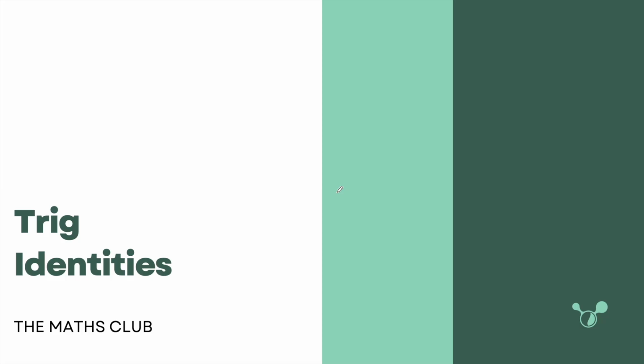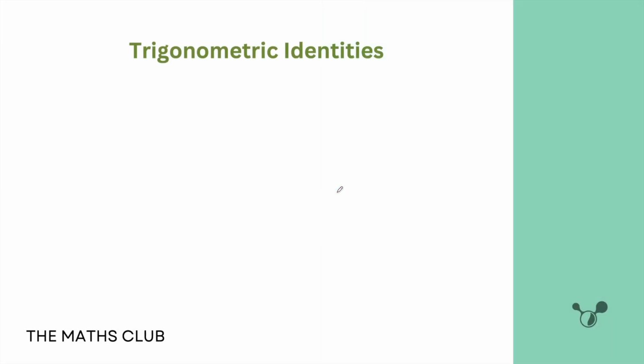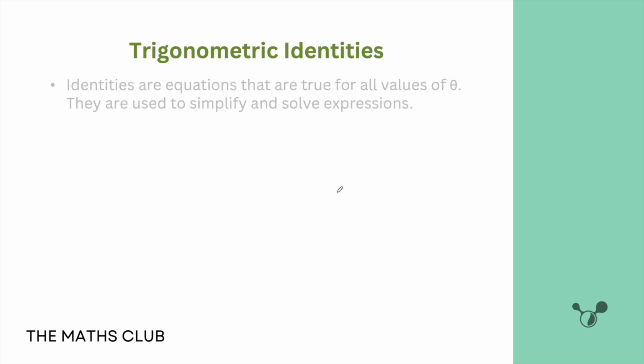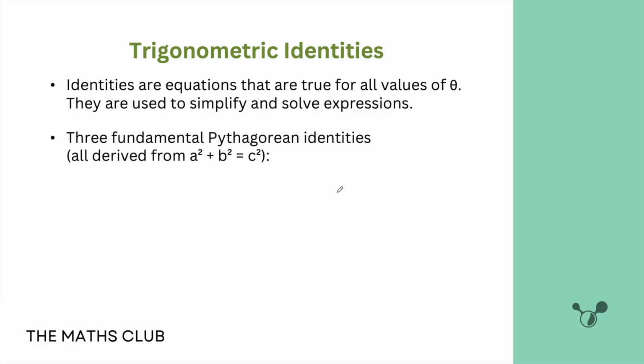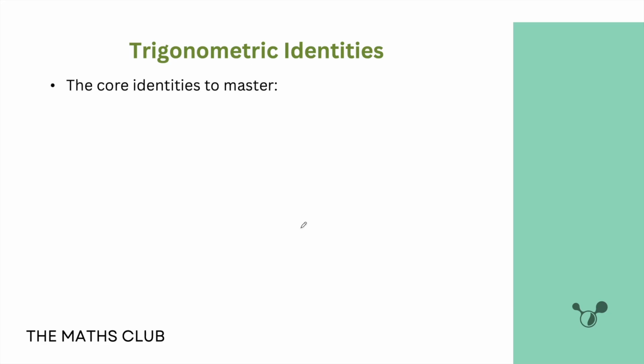That will lead us to trig identities. What are trigonometric identities? I think this video is loaded. Wow. So identities are equations that are true for all values of theta. And they're used to simplify and solve expressions. And they're derived from the Pythagoras identity, which is a squared plus b squared is equal to c squared. We know this already. These are the legs, and this is the hypotenuse. The core identities to master. Once you know this, you're good to go.